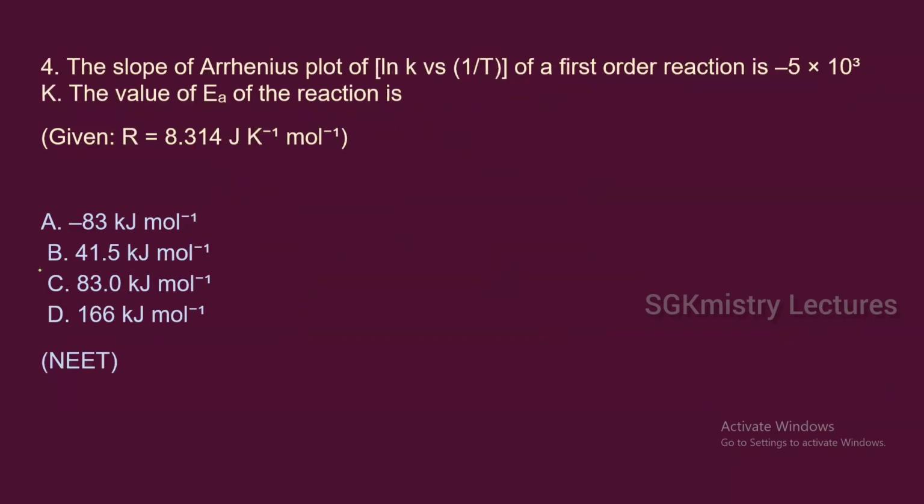Okay. Coming on to question number 4. The slope of the Arrhenius plot of ln K versus 1 by T of a first order reaction is -5 into 10 to the power of 3 K. So the value of EA for the reaction is? Now we have this graph. If you plot a graph of ln K versus 1 by T, we have the slope like this.